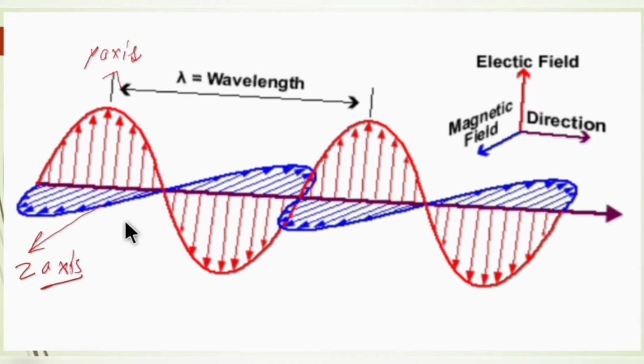So this is the Cartesian plane in which the wave is propagating along the x-axis, and the electric field is along the y-axis and the magnetic field is taken along the z-axis. In an electromagnetic wave, electric and magnetic field vectors are perpendicular to each other, and at the same time they are perpendicular to the direction of propagation of the wave. This nature of electromagnetic wave is known as the transverse nature of electromagnetic wave. So this is the diagram of electromagnetic wave of transverse nature.